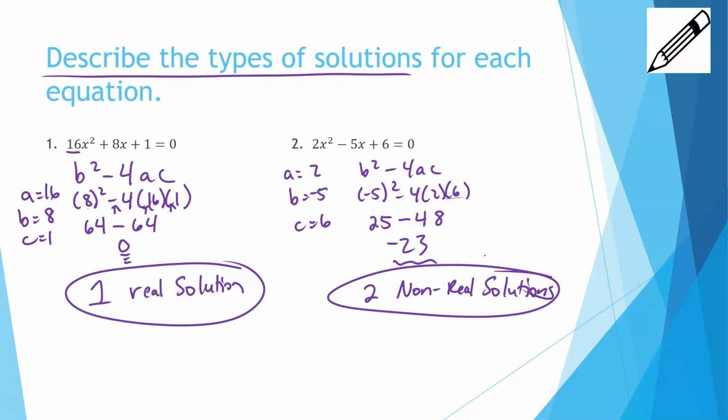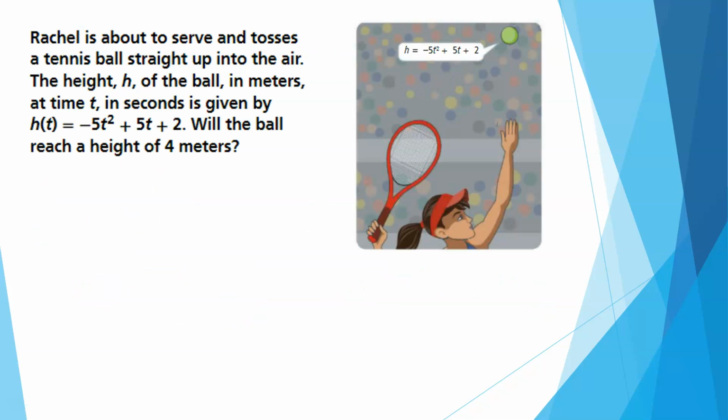Okay, so that's the skill work part of the lesson today. Now let's look at how we could apply this in the real world. Here we see that Rachel's about to serve and tosses a tennis ball straight up in the air. The height h of the ball in meters at time t in seconds is given by h of t equals negative 5t squared plus 5t plus 2. All we want to know is, will the ball reach a height of 4 meters? It's not even asking when that will happen. It's just saying, will it happen?